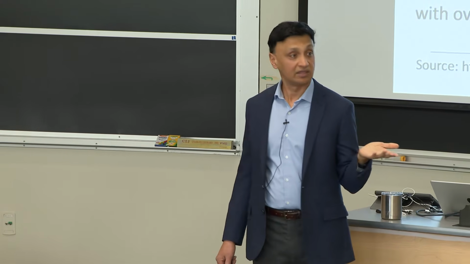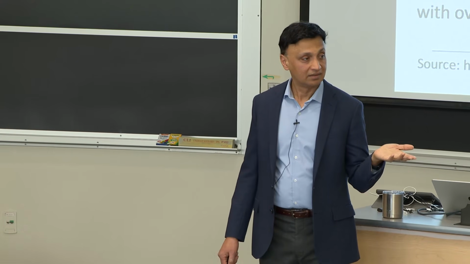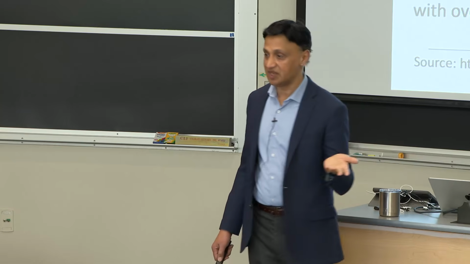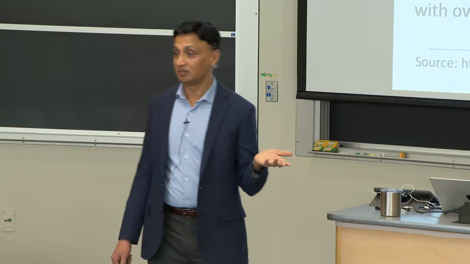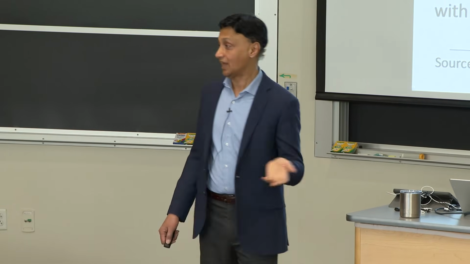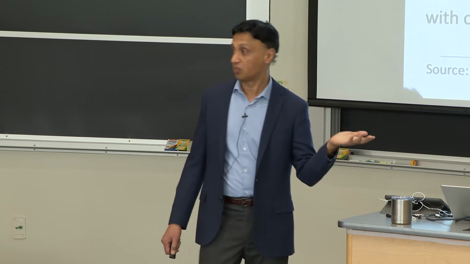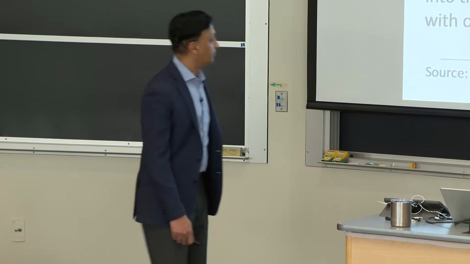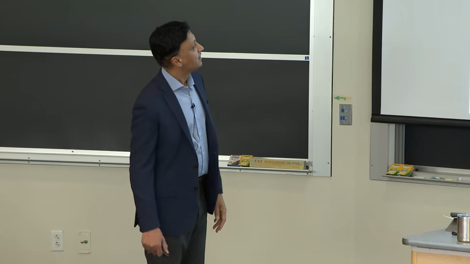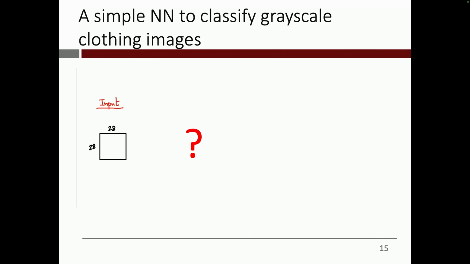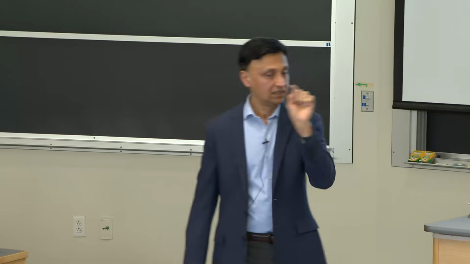So a naive baseline model would give you what accuracy? 10%, exactly. So we need to build something that's better than 10%, and I'm glad to report that a simple neural network can actually get you close to 90%. Right, so this is the simple network that we have. The input in this case is a 28 by 28 picture.